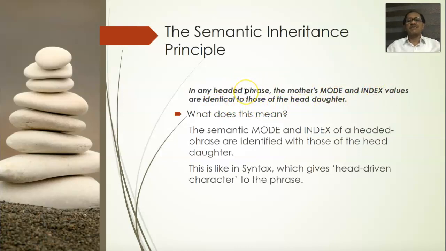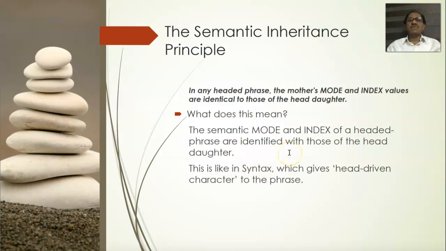So whenever you have a headed phrase, you have a head daughter. And the head daughter has mode and index values. So those values are identical with the mother's mode and index values. What does this mean? This means the semantic mode and index of a headed phrase are identical with those of the head daughter. Right? This is like in syntax.